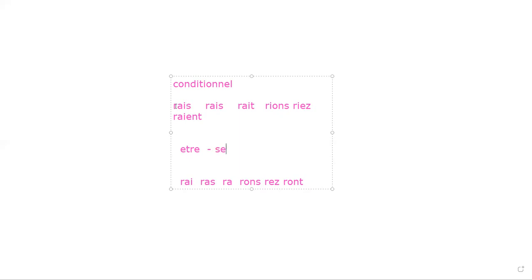So I will say je serai, tu seras, elle sera, nous serons, vous serez, and elles seront. So it is just in case of être futur, we will insert the formula of ser. Is it clear to you?